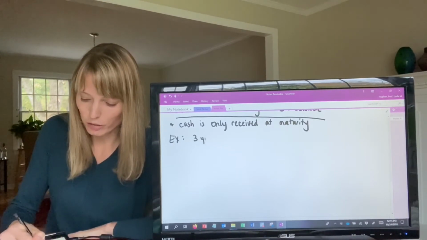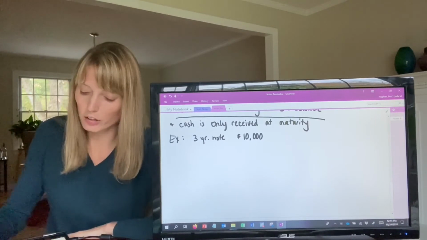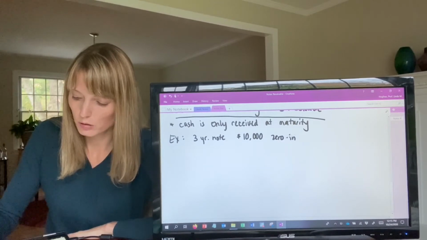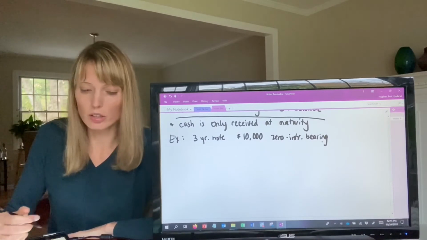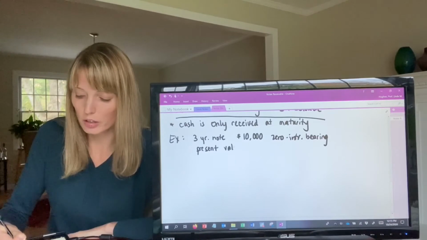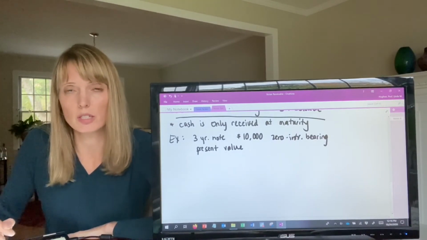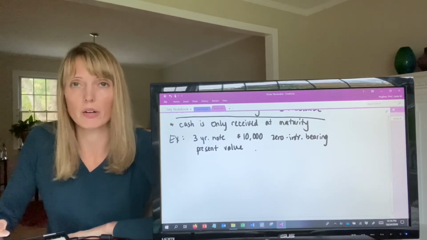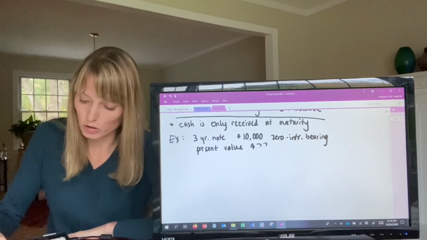Let's look at a 3-year note, $10,000 maturity value or principal. This is a zero interest bearing note. And we know that this note has a present value, or the value of goods or services that could be offered today, for a price of $10,000 to be received 3 years from now. That $10,000 to be received 3 years from now, the value of that today is $7,722.